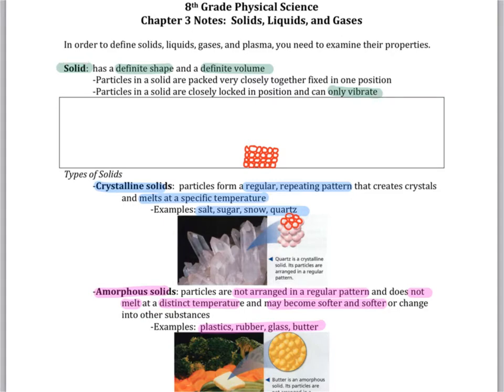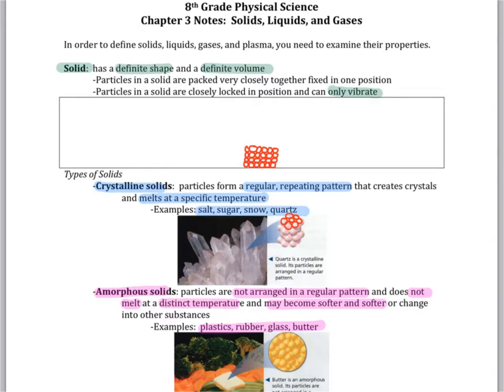Solids are matter that have a definite shape and a definite volume. And you can see here that I've drawn this picture with lots of little circles demonstrating the molecules that are inside of a solid. In a solid, the particles are packed very closely together and they're fixed in one position. They are packed so closely together that they are locked in position and can only vibrate.